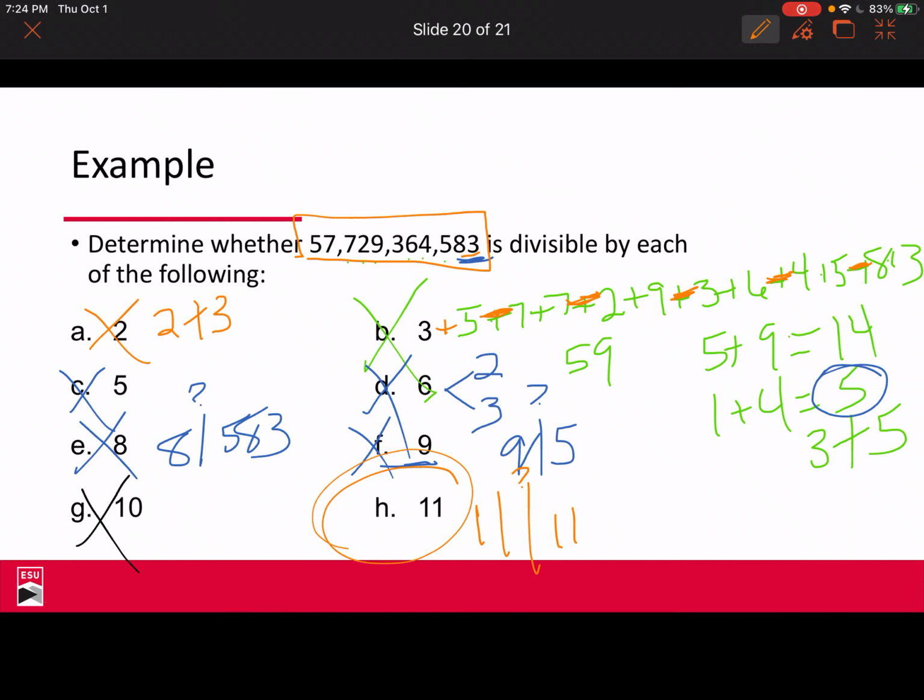And let's see if I can type this whole thing into my calculator. 57,729,364,583 divided by 11 is in fact, so this number equals 11 times 5,248,124,053. That's a long number.